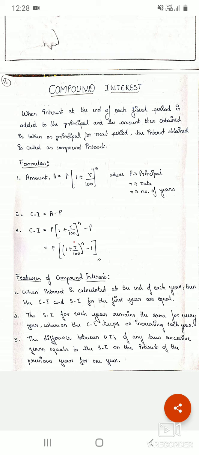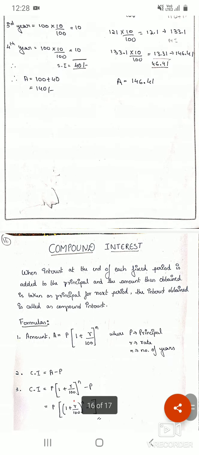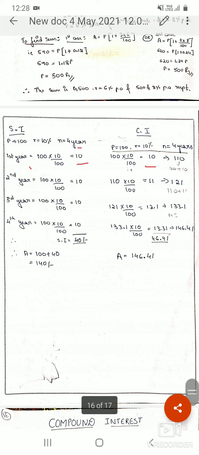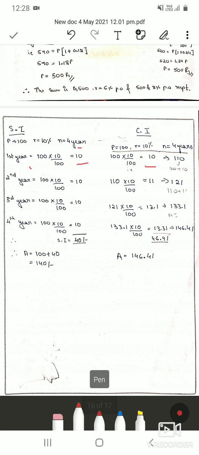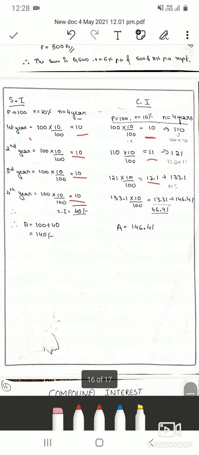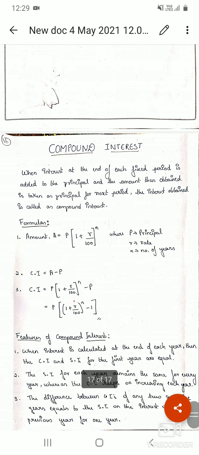We are talking only about the interest. So the second property is that the simple interest for each year remains the same for every year, whereas the compound interest keeps on increasing each year. So you can see the interest is same for the first year, second year, third year as well as fourth year. But in case of compound interest, first year it was 10, then 11. So every year it is increasing in case of compound interest. This is your second feature.